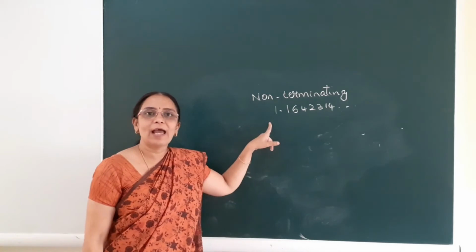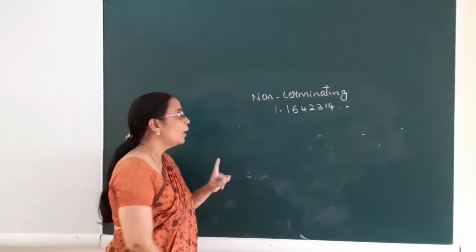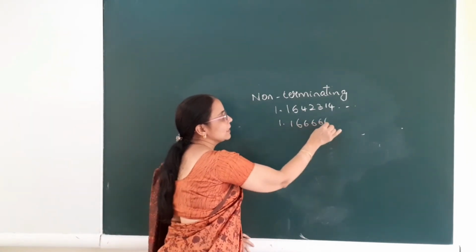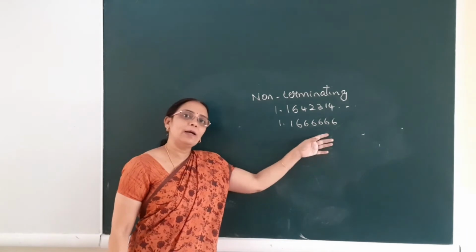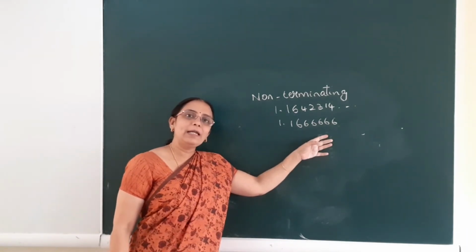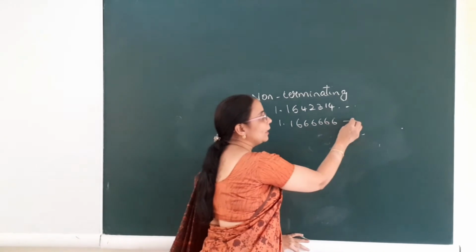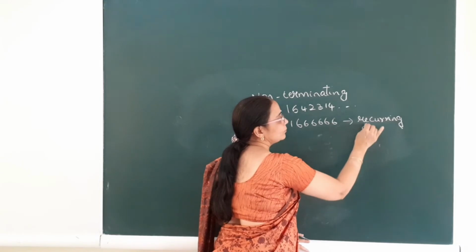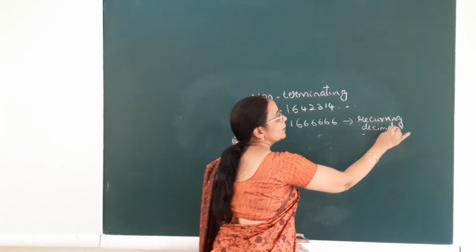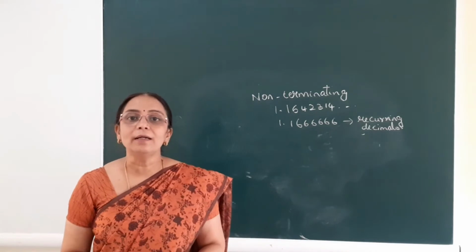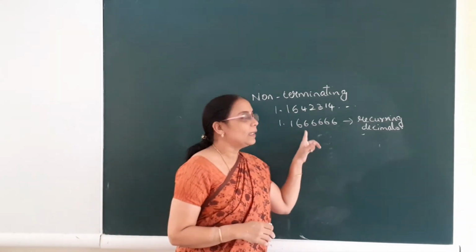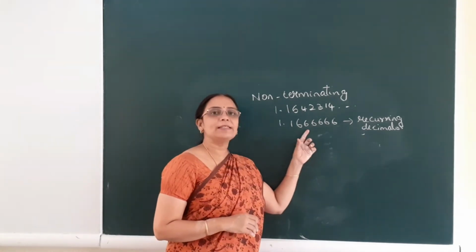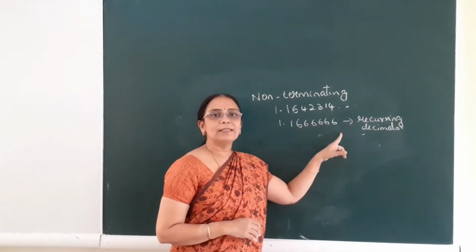This type of decimals is one type of non-terminating decimals. One more type of decimals we have is 1.166666. 6 will get repeated several number of times. It will not terminate at any point of time. Now these non-terminating decimals are also known as recurring decimals. We call them non-terminating recurring decimals. Recurring means one number being repeated several number of times. In the second example, here only one digit is repeating.